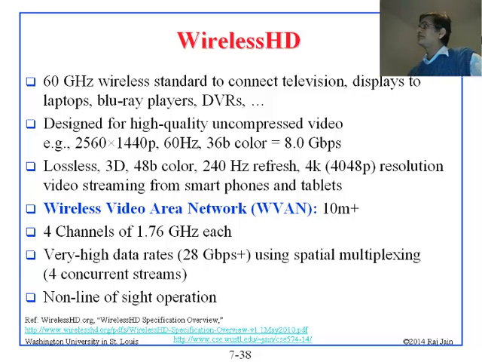So that's their justification. And what we are making here is what they call a wireless video area network. So you heard of PAN, LAN, now there is a WVAN. Video area network. 10 meter is the distance. 4 channels at 1.76 gigahertz, very high data rate. Now, you could do channel bonding in this case. So you could get 7-8 gigabits per channel, and you could bond 4 channels to 28 gigabits using spatial multiplexing and 4 concurrent streams. So you could just do 4. A non-line of sight operation.